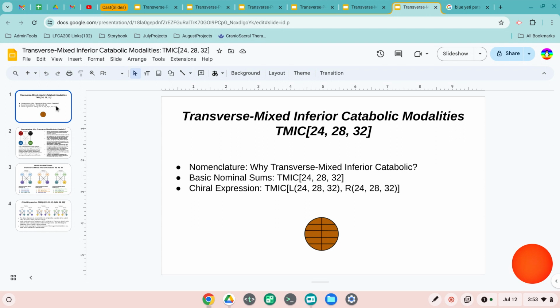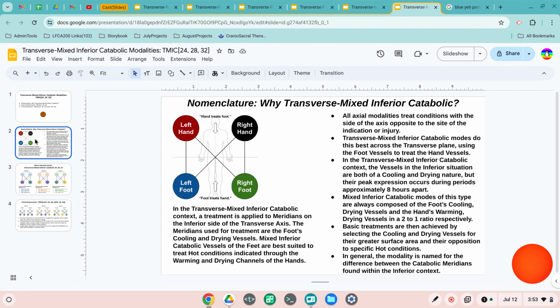Slide 1, Nomenclature. Why transverse mixed inferior catabolic? In keeping with the spirit of simplicity, there are 2 basic points to remember. First, transverse mixed inferior catabolic modalities treat illnesses across the transverse plane in a manner such that foot best treats hand. Second, the vessels of the modalities in this category are of 2 general types, warming-drying vessels of the hand and cooling-drying vessels of the foot.